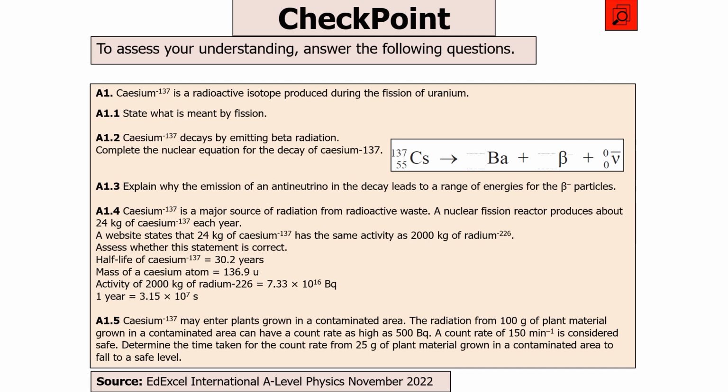A nuclear fission reactor produces about 24 kilograms of cesium each year. A website states that 24 kilograms of cesium has the same activity as 2,000 kilograms of radium. Assess whether this statement is correct. Then, cesium may enter plants grown in a contaminated area. The radiation from 100 grams of plant material grown in a contaminated area can have a count rate as high as 500 becquerels. As a count rate of 150 per minute is considered safe, determine the time taken for the count rate from 25 grams of plant material grown in a contaminated area to fall to a safe level.